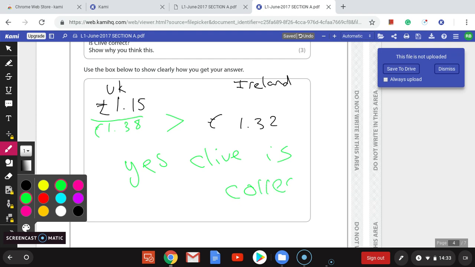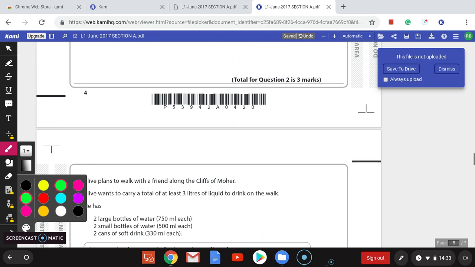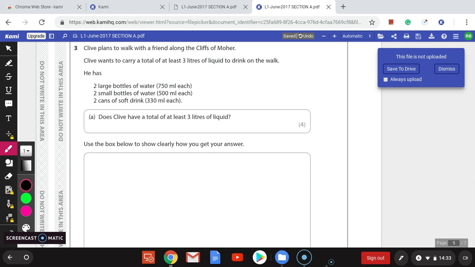Do not forget that in a lot of these questions you need to answer in words. It's a functional skills test, which means applying it to everyday scenarios. And normally, if someone says, can you afford to go to the cinema? You don't say £7.50, you say yes or no. So language is important.